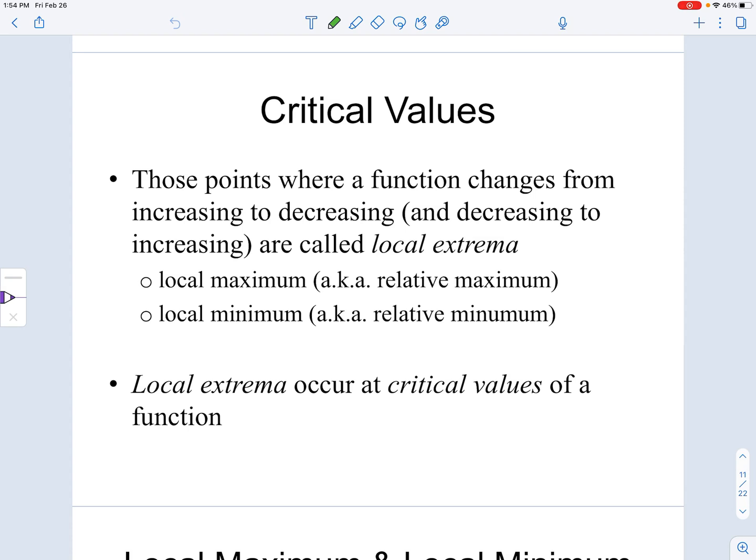So the points where a function changes from increasing to decreasing or decreasing to increasing are referred to as local extrema. And depending on the text that you're using, local extrema might be referred to as relative extrema. And I'm going to use both terms. You need to be comfortable with both terms. So local extrema, aka relative extrema.